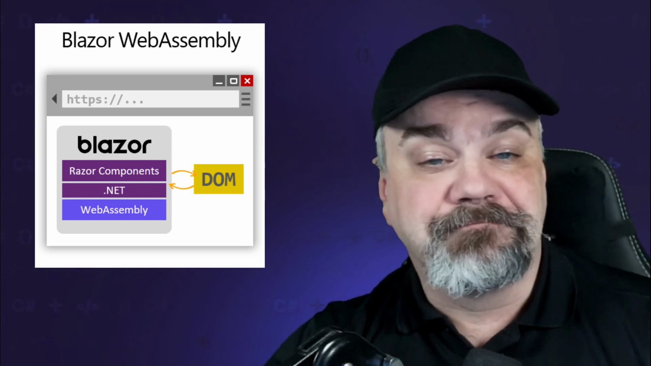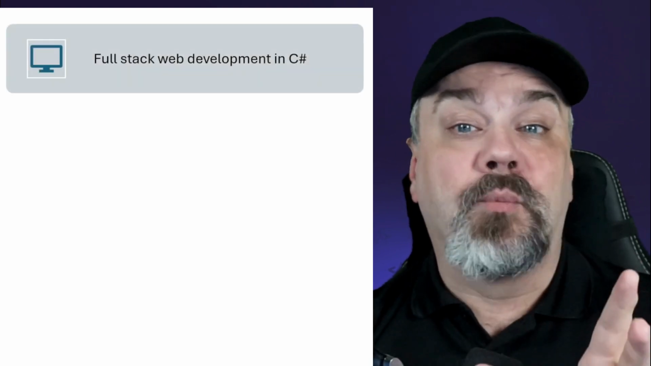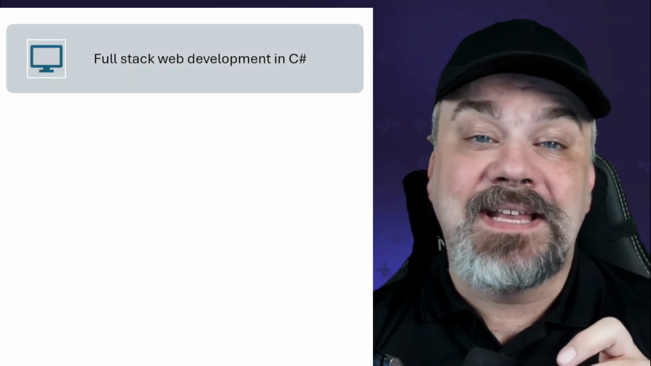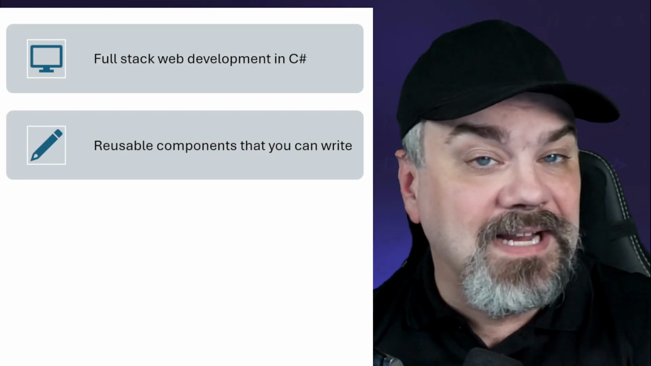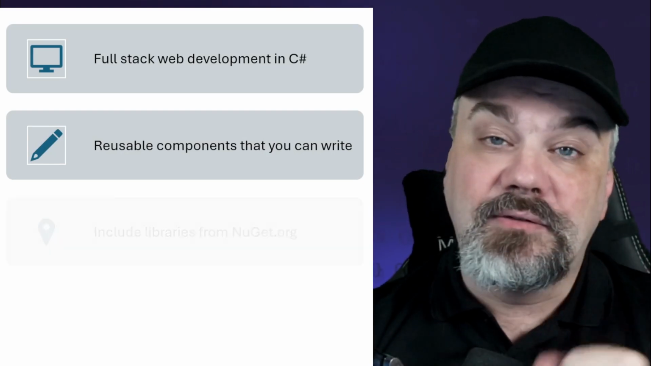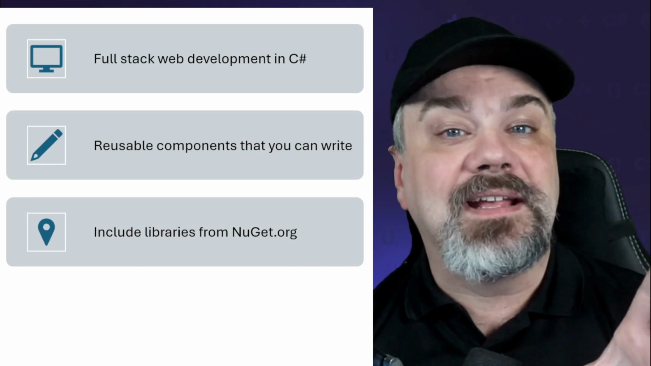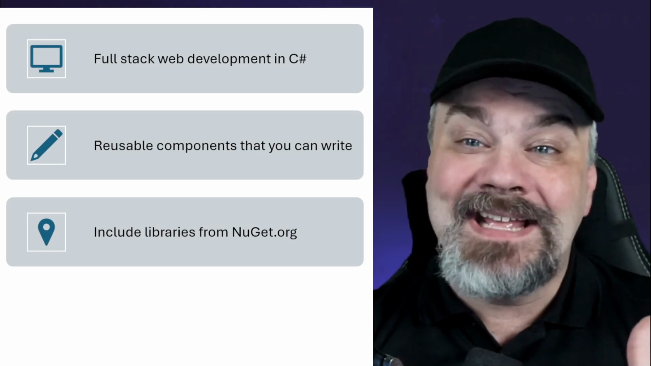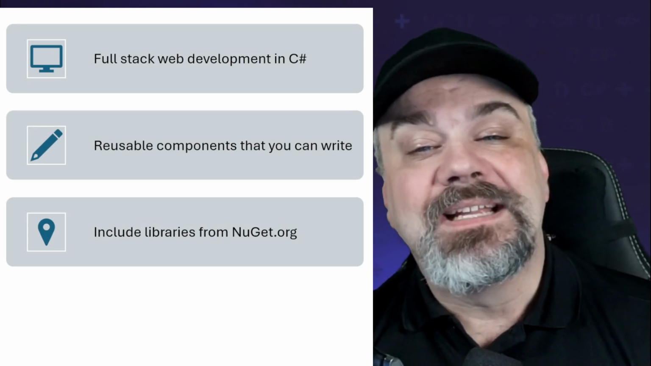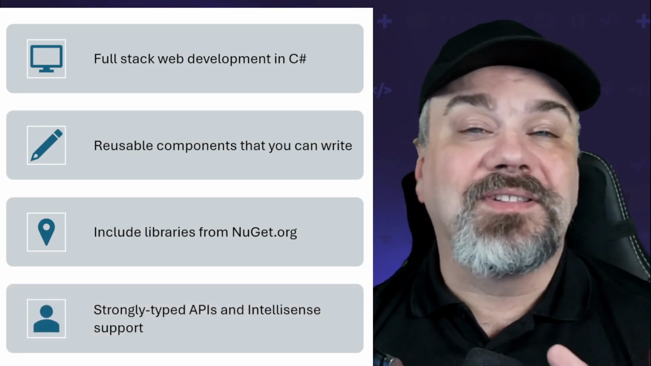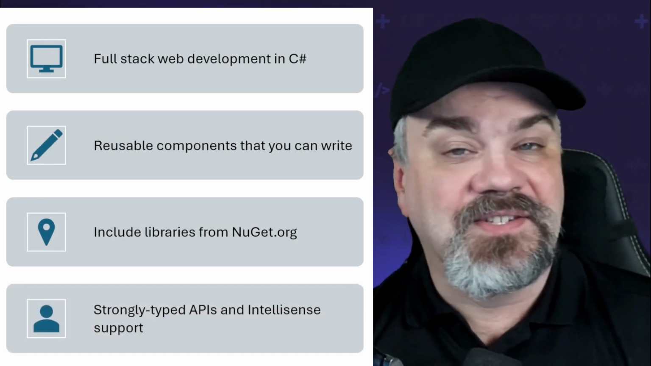When you think about Blazor, there's a handful of key features that I want to make sure that you're aware of. You're going to have full-stack web development in C# and .NET. You're going to have a collection of reusable components that you can write and you can include from other sources, including integrating with existing .NET libraries and tools that are available on NuGet. And, of course, you're going to have strongly typed APIs and IntelliSense support.